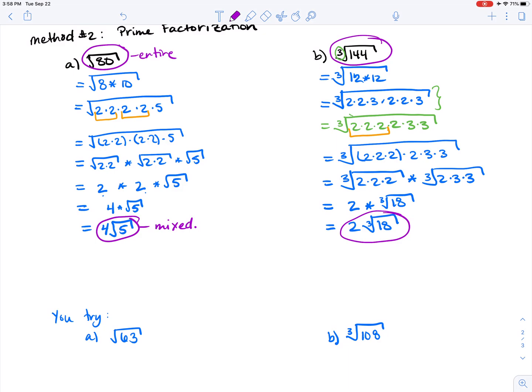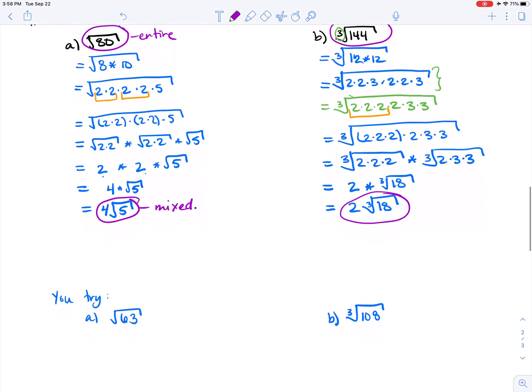The same would apply for the fourth root if you're looking for the factors that appear 4 times in the radical sign. So depending on what that index is, that's the perfect power that you're looking for. So you go ahead and try A, the square root of 63, and B, the cubed root of 108. Pause the video, come back and find the answer.